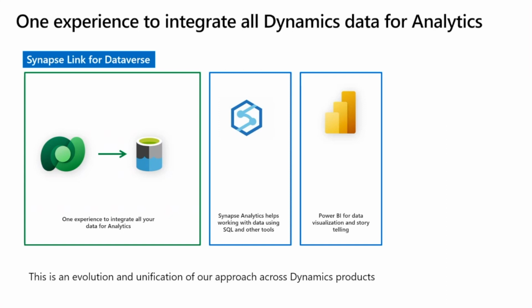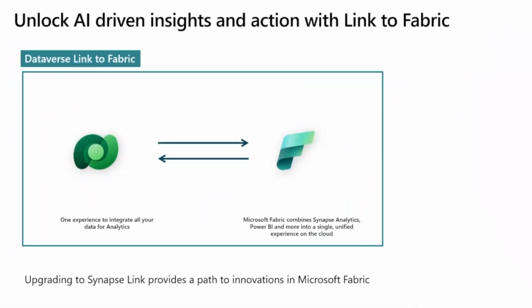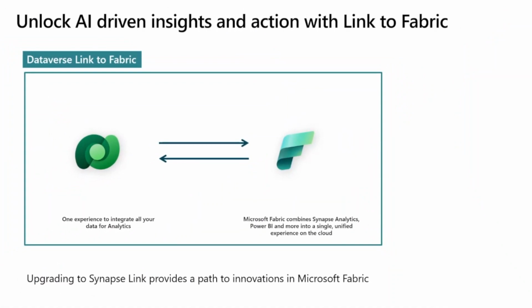Now, this is an upgrade. This is a step in our evolution. It will actually put you in good shape. It will actually make it really easy for you to benefit from the new innovations that are coming next. So for an example, you may have heard of Microsoft Fabric, which became generally available yesterday, which combined Synapse Analytics, Power BI, and many other services into a single SaaS service. So by upgrading to Synapse Link today, you'll get the benefit of using Microsoft Fabric later when you try to do that.